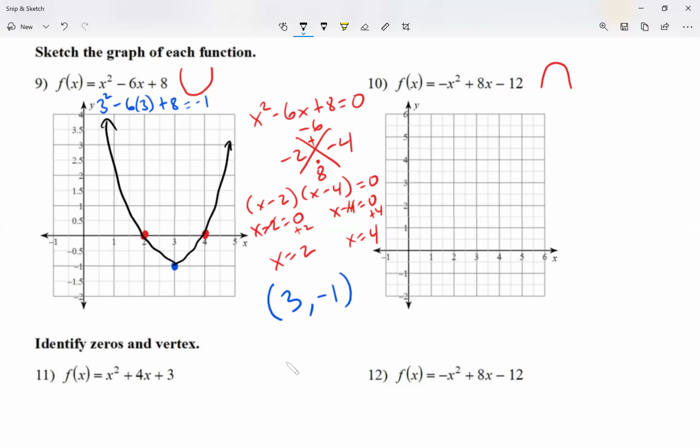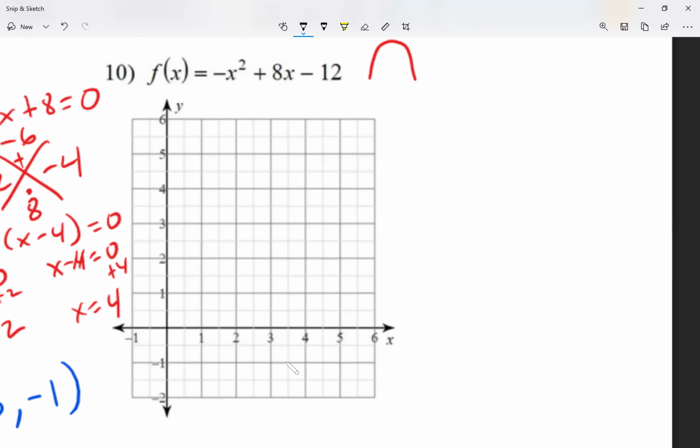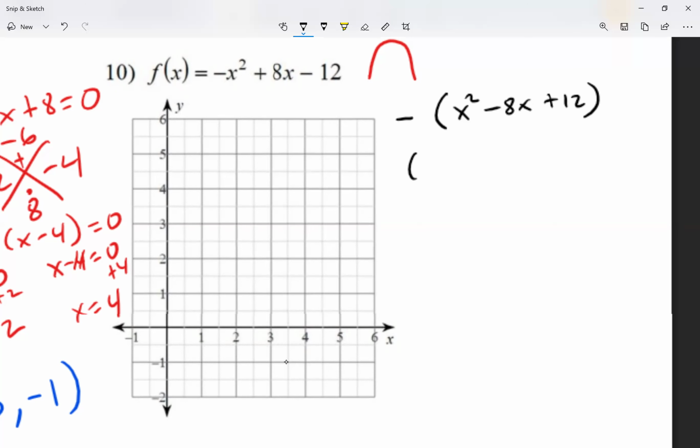So let's take a look at question number 10. I'm expecting this to be a U open down. Okay, so that's fine. For factoring, I can do it when my first number is positive 1, right? So let me factor the negative out. Inside parentheses, let me write x squared minus 8x plus 12. Do notice that because I factor the negative, I switch all my signs. So I got x squared minus 8x plus 12. So I'm going to factor x squared minus 8x plus 12.